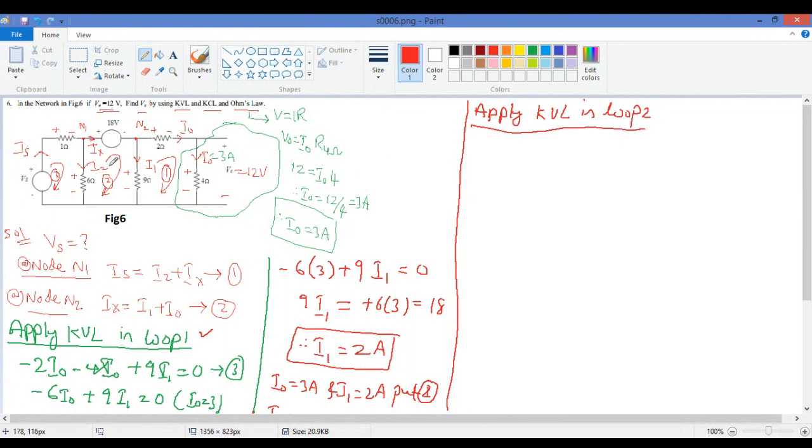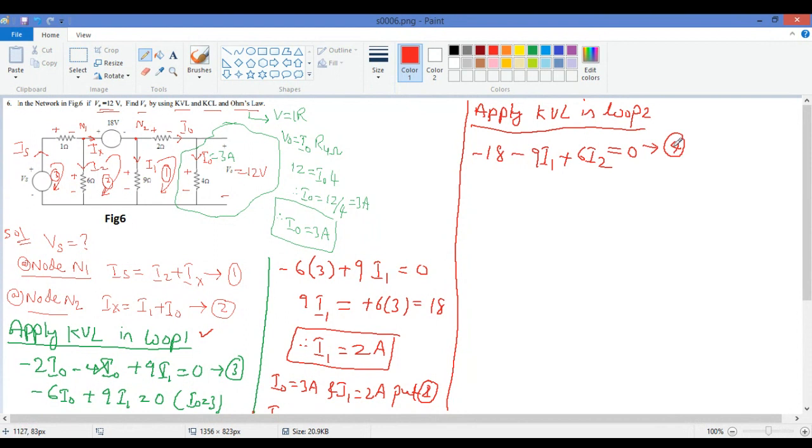So in loop 2, you see here, current is leaving from negative, minus 18 volts, and the current I1 is flowing, so minus 9 I1. And then here I2 is flowing in this current, so plus 6 I2 is equal to 0. This is your equation 4.